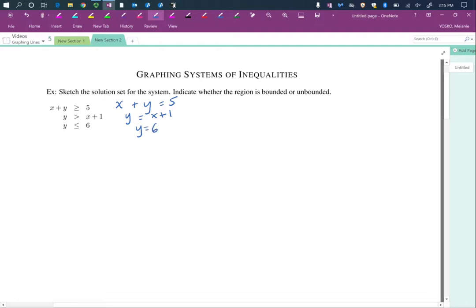You're going to do more and more of these, and you're going to be able to do this without having to write this step, but for now, let's write it. So if you notice, this first one is in standard form, ax plus by equals c. X and y are on the same side of the equation. So a fast way to find points on this line is to find the intercepts.